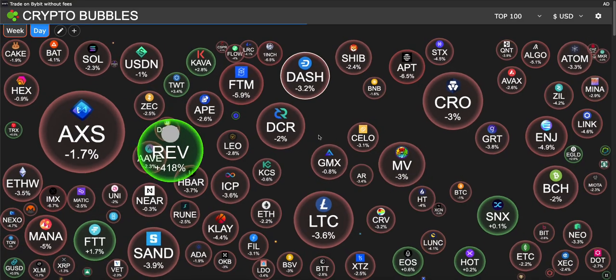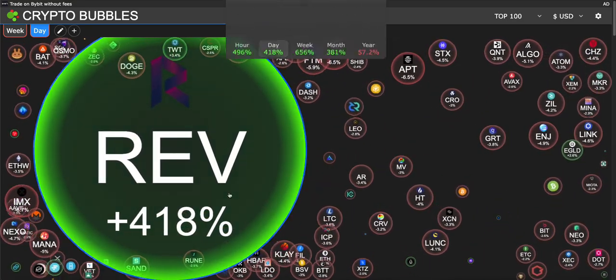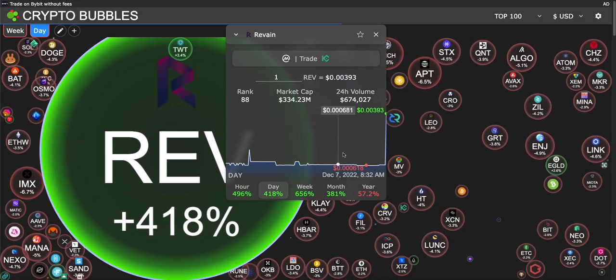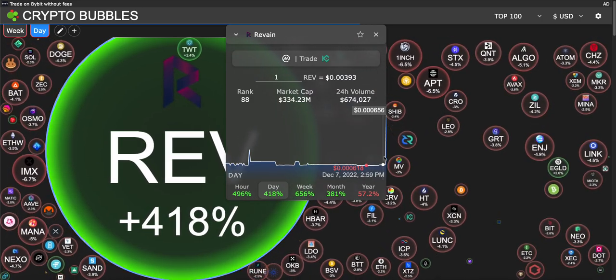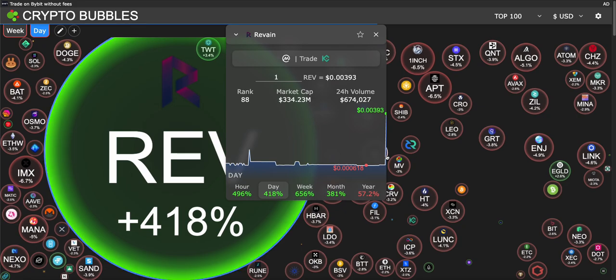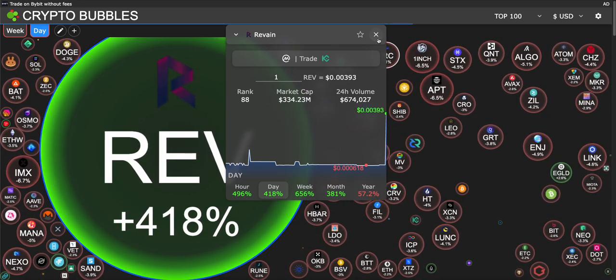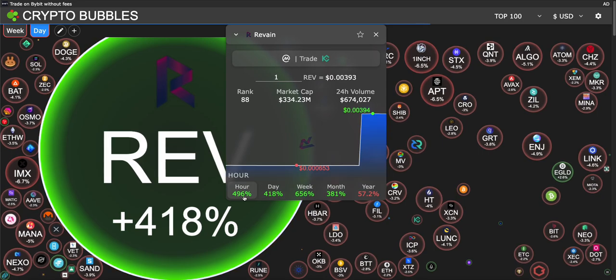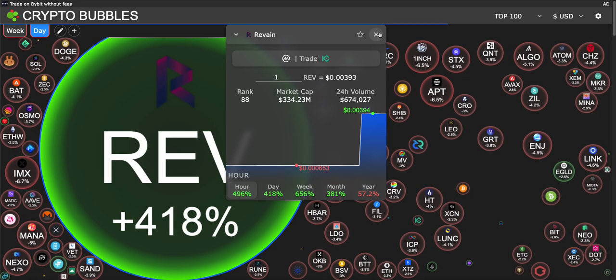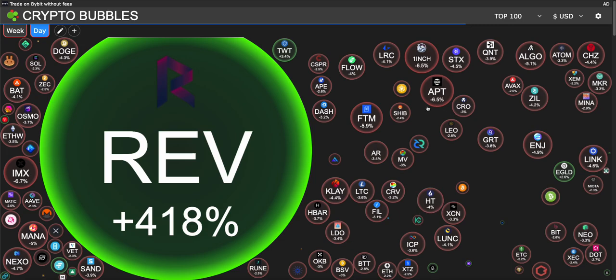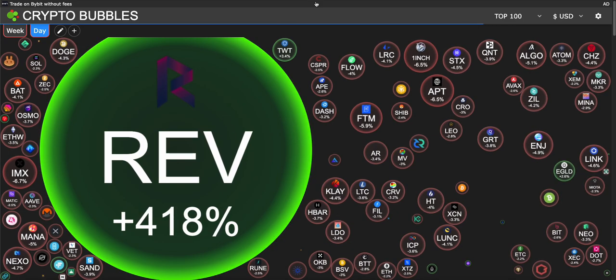And if we look at the crypto bubbles, what is this? Revain just decided to do a crazy pump by around 5x. So I don't know what this is, but it looks pretty insane. In the last hour, it's done 496%. I have no clue what this is, but everything other than this looks like it's going down.